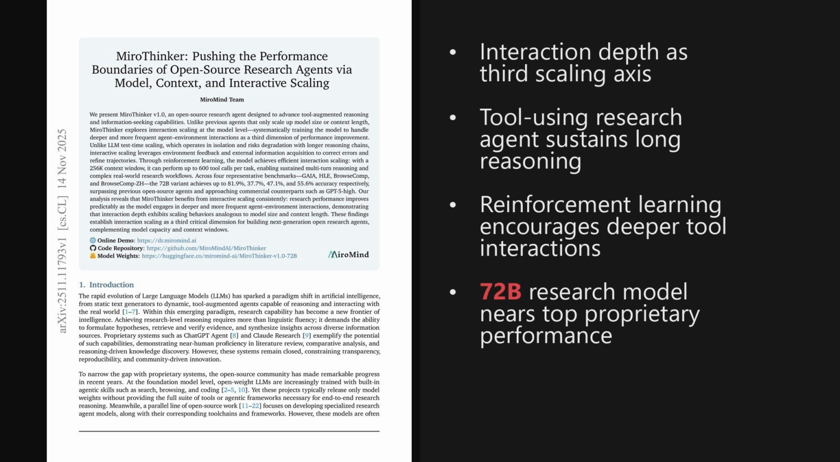Alright, wrapping up, 2 takeaways stand out. Interaction depth emerges as a real, third scaling axis, alongside model size and context length, and a carefully trained open research agent can now rival top closed systems on demanding multi-step tasks. The broader implication is clear: deep research for everyone.